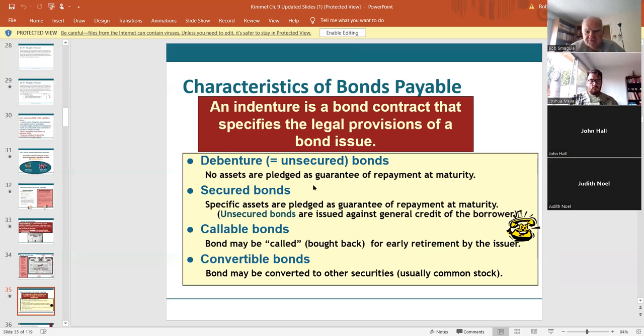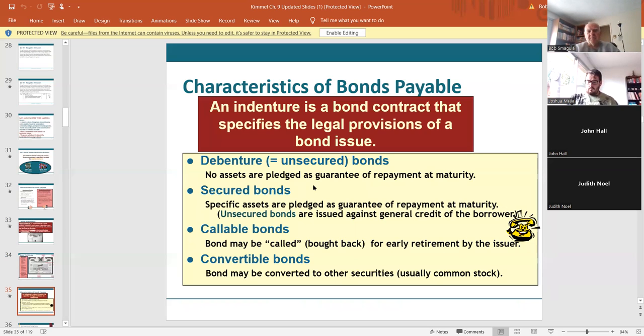Secured bonds are the opposite. With secured bonds, assets are pledged as a guarantee of repayment at maturity. Well, I went in and tried to borrow $1,000 and they knew a crook when they saw one when I walked in. They said, yeah, I'll loan you $1,000, Bob, but I need the title to your car, which I'll be glad to return when you pay me back. Secured versus unsecured.